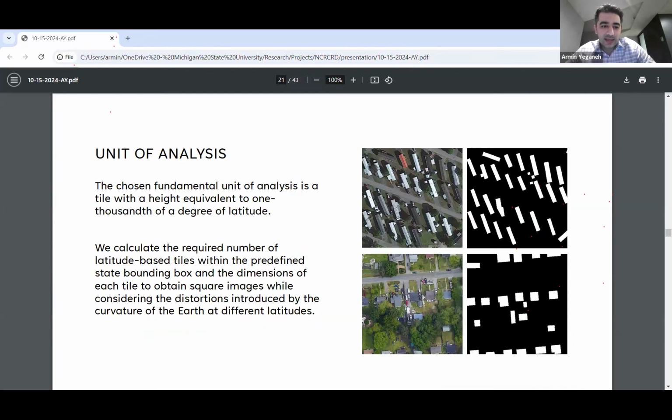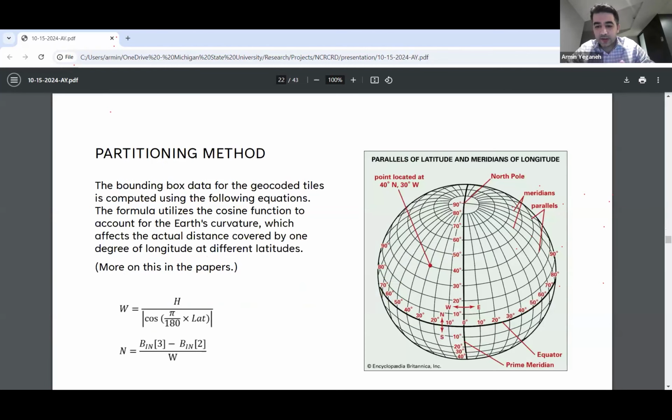And the tile has a height equivalent to 1,000th of a degree latitude. And then we had to work with some formulas to make sure that despite the curvature of the land, since the Earth's surface is spherical, the tiles that we are getting have width and height of identical actual sizes in terms of their measurements on the Earth, like in terms of meters or feet of width and height.